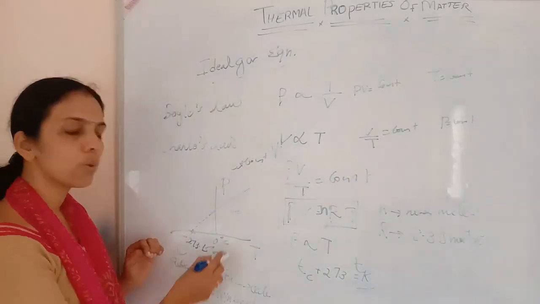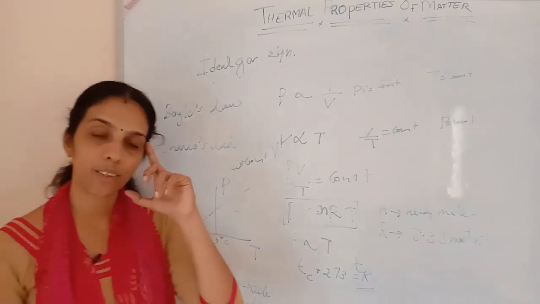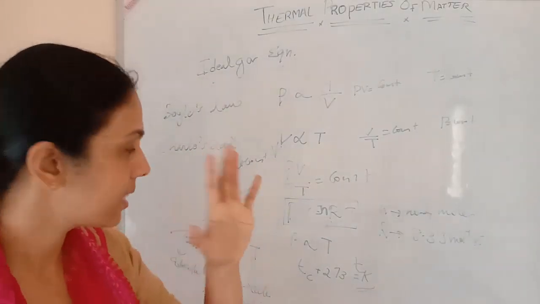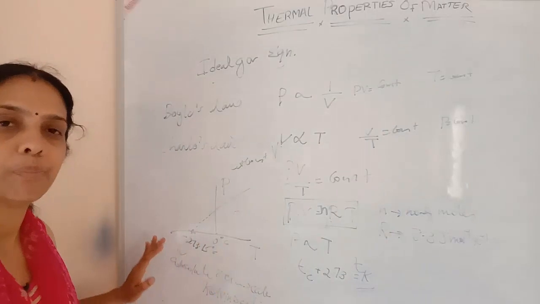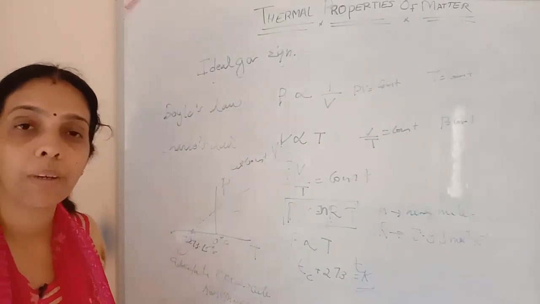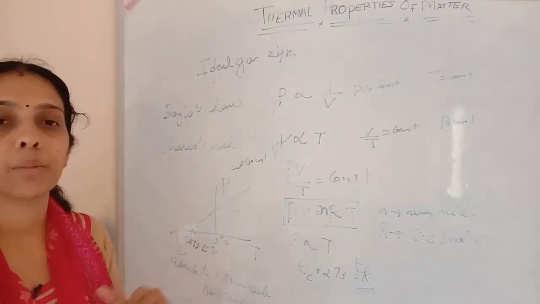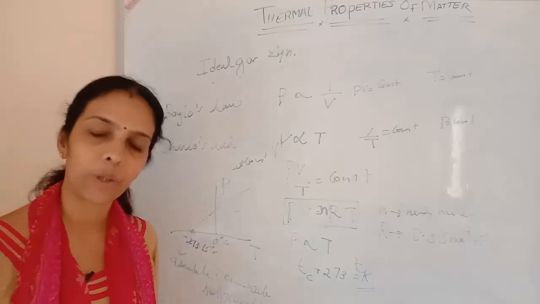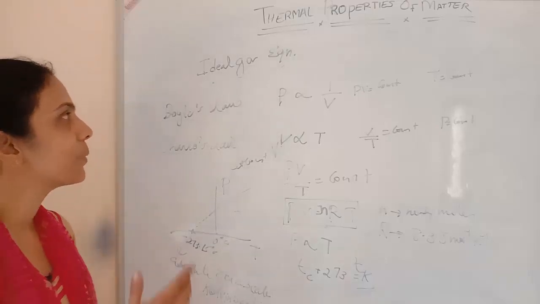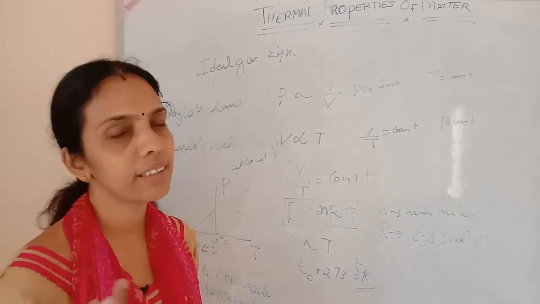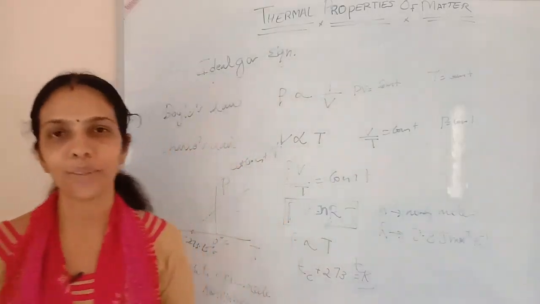Minus 273.15 degrees Celsius is called absolute zero. Why? Because the pressure is equal to 0 when volume is constant. In that case, at this temperature, pressure will be equal to 0. Clear? So this Kelvin scale, Fahrenheit and degrees Celsius scale, you understood?